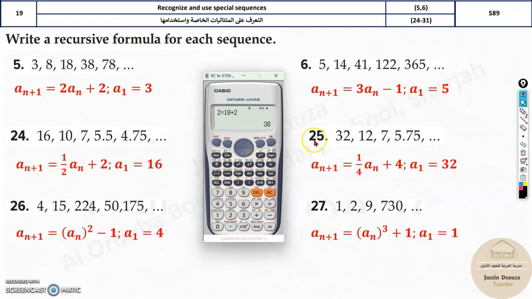Another way, if there are plenty of numbers, for example over here, 1 divided by 4 into the first term, 32, plus 4. Now when I press equals, I'll get 12. Now instead of changing it all the time, I can just remove this and put the answer, because the saved answer is 12. I'm getting 7, and now this will be saved as the answer. If I press equals, I'll get the next answer. Same way I can find many terms of the sequence.